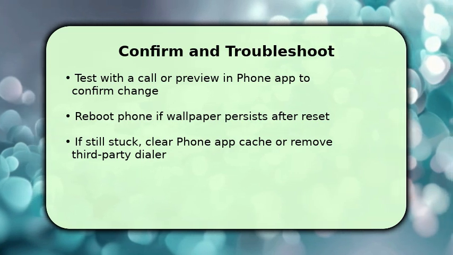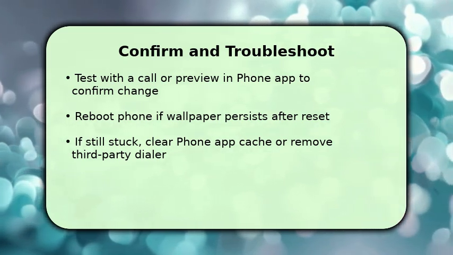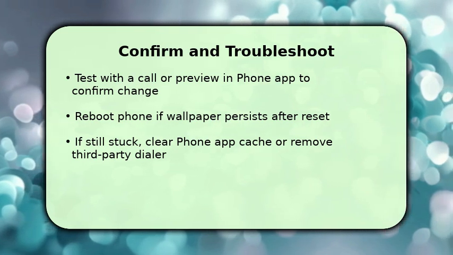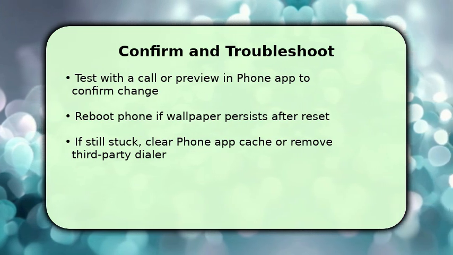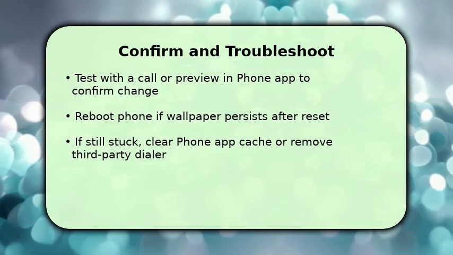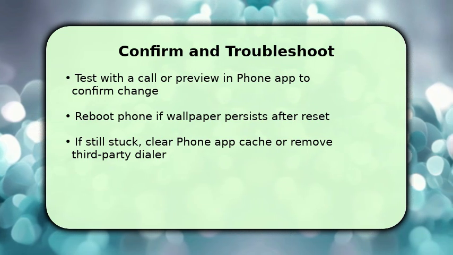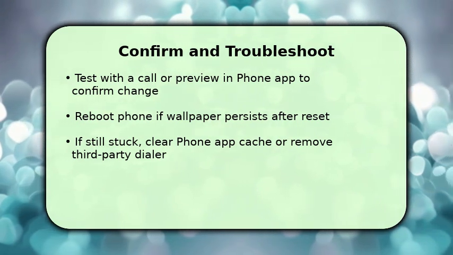Make sure to clear the phone app cache or storage if rebooting fails, and uninstall or disable any third-party dialer that may forcibly set backgrounds. If you clear data, backup contacts first so you don't lose important information. This step fixes stubborn overrides.